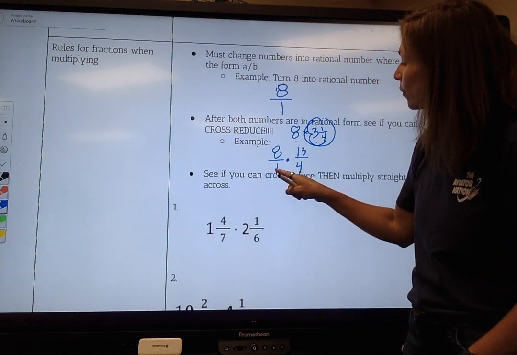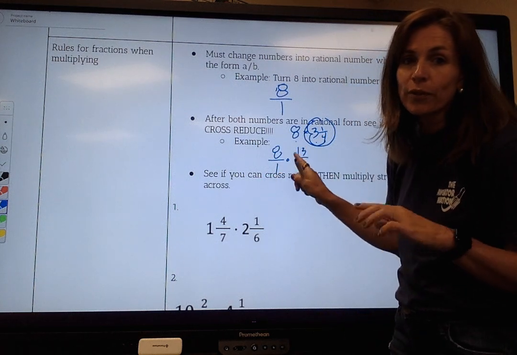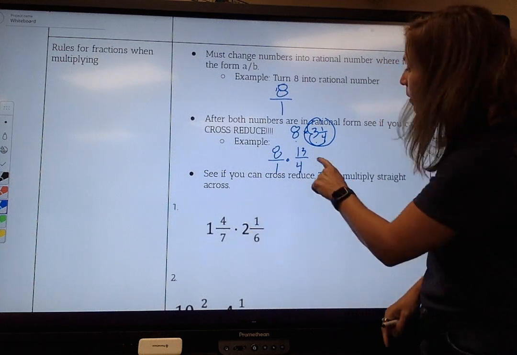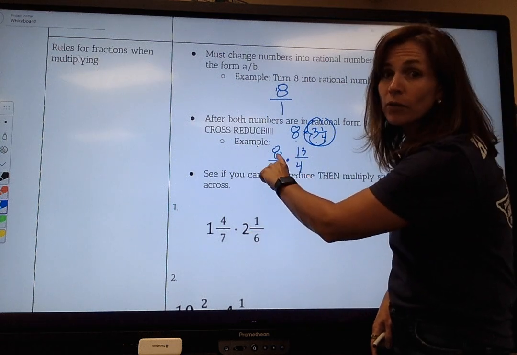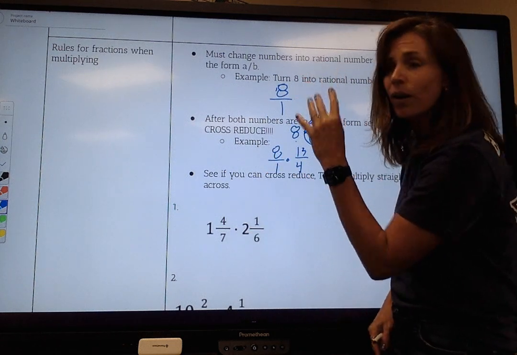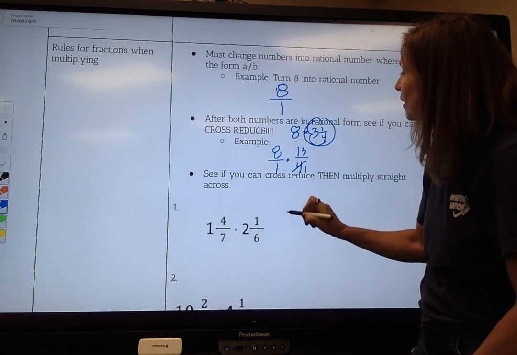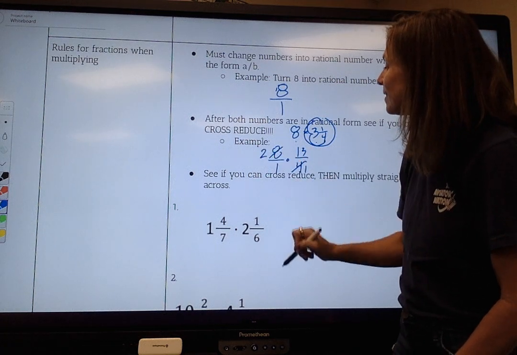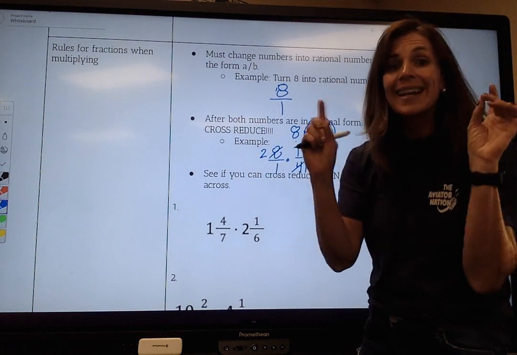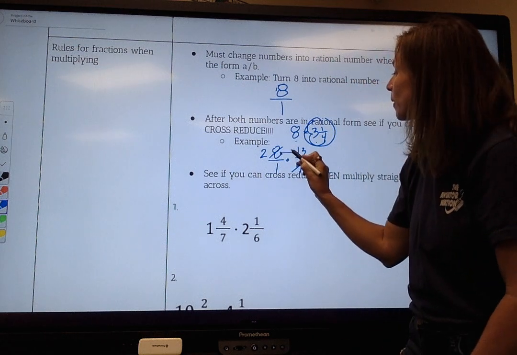So I look at 1 and 13. No number goes into 1 and 13, so that's fine. But look at 8 and 4. Is there a number that goes into both 8 and 4? Yeah, 4. 4 goes into 4 once. 4 goes into 8 twice. I've reduced it. Now I'm going to cross multiply.